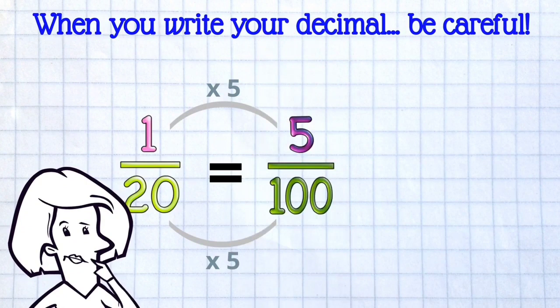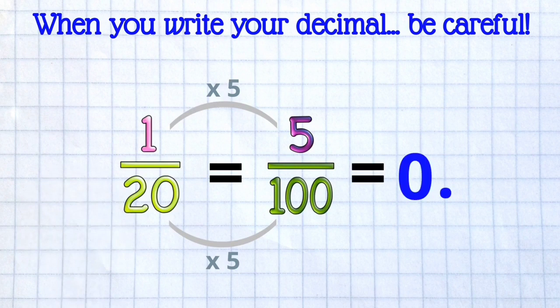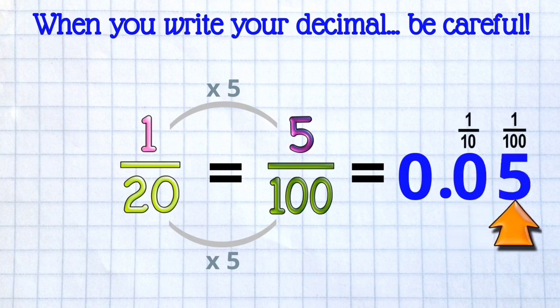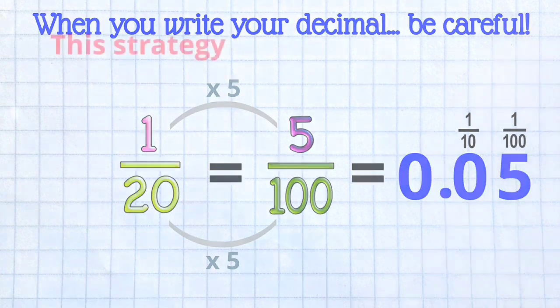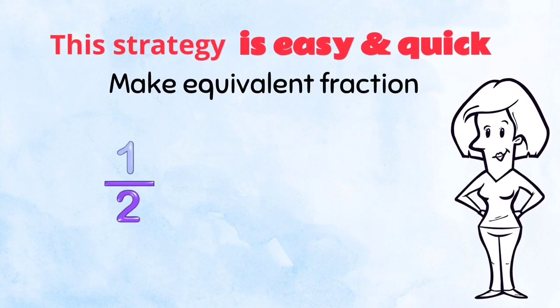When you write your decimal, be very careful. Now we'll write 0 point since we don't have any tenths here. So we will put 0 in the place of tenths. As you know, we have hundredths, so we will write 5. Understood? 1 over 20 is equal to 0.05. This strategy is easy and quick.